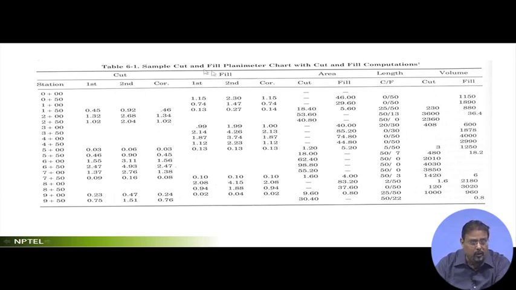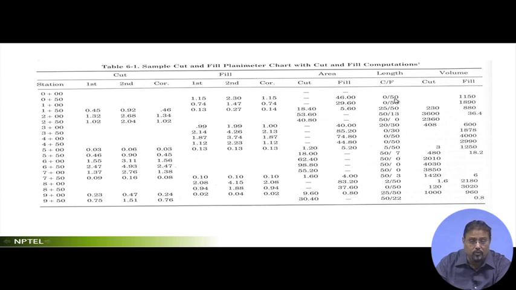I would say, if I now focus on this particular part of the chart, from here to here there is no cut, there is no fill. At this particular point there is no cut, but there is a fill. Okay. And then at this particular point there is no cut, there is a fill. And how much is the length which is under cut or under fill?